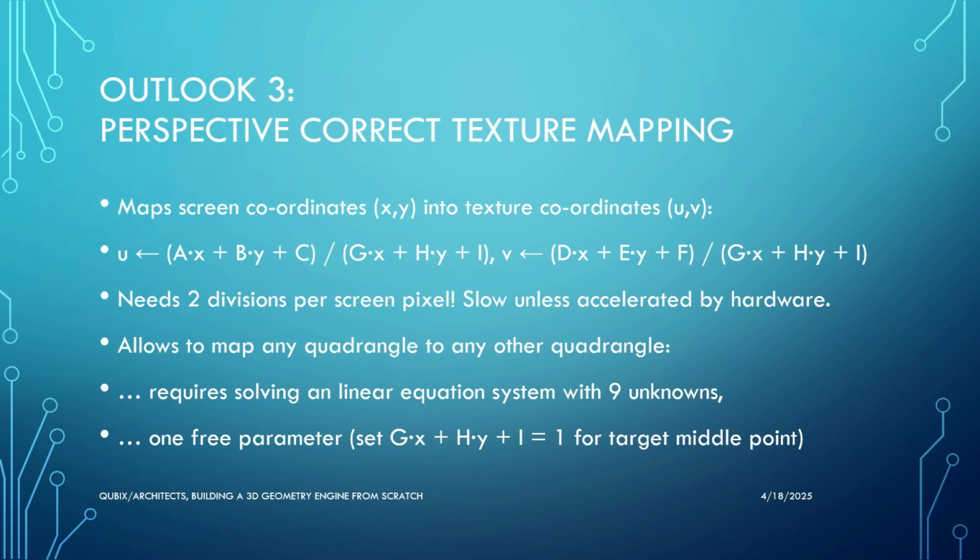You can actually map any quadrangle to any quadrangle, but you need to solve a linear equation system with 9 unknowns for this. This is also a preparation you then need to do. And you also need to normalize, because you have one free parameter. You could use the normalization equation that is shown in the last line.